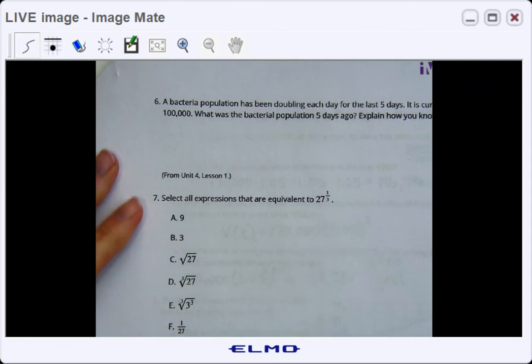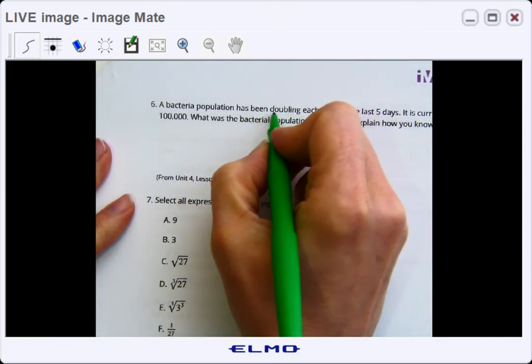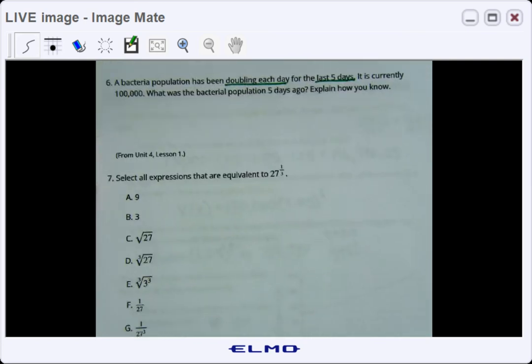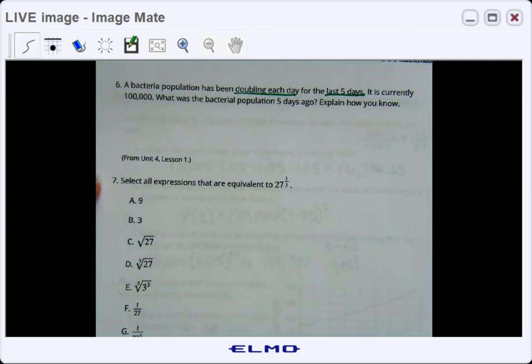Okay, number 6. A bacteria population has been doubling each day for the last 5 days. Kind of like the pond problem from the other day. It is currently 100,000. What was the bacterial population 5 days ago? Explain how you know. So I would just make an organized list and go backwards.